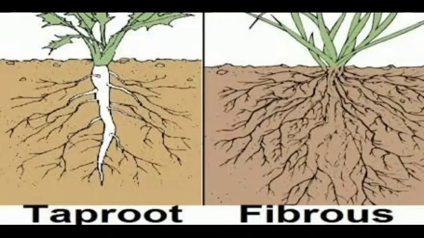The third difference: a taproot looks like a long tap. A fibrous root looks like a bunch. So what are the examples of taproot? Tamarind, guava, coconut tree, whatever it is, you can take many trees. For a fibrous root, examples are corn and sugar cane. Up to this, any doubt, children? Shall we see the second topic?